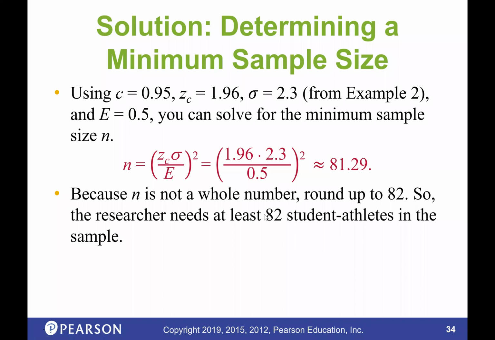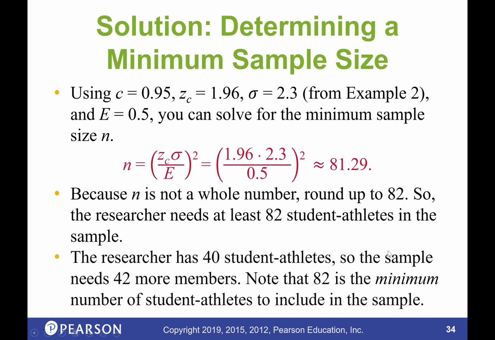Okay, since it is not a whole number, we have ourselves 81.29, so we're going to bump it up to 82. Oh, not fun. How many athletes did we have in the beginning of it all? Say again? 40, huh? So, in order to bring this down to a margin of error of a half an hour each way, we're going to have to add 42 more athletes, right?